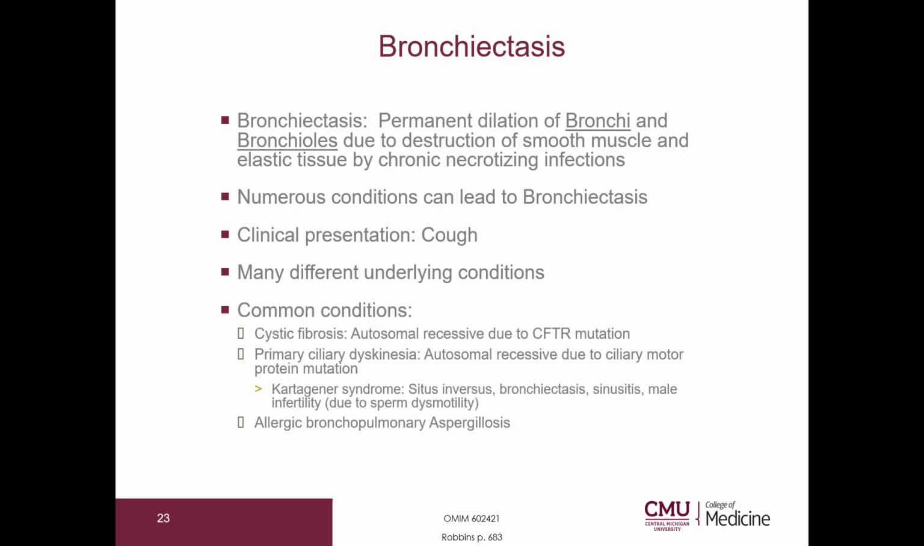Common conditions include cystic fibrosis, which is due to autosomal recessive CFTR mutation, primary ciliary dyskinesia, which is autosomal recessive due to ciliary motor protein mutation, Kartagener syndrome, which includes situs inversus, bronchiectasis, sinusitis, and male infertility. The third common condition is allergic bronchopulmonary aspergillosis.